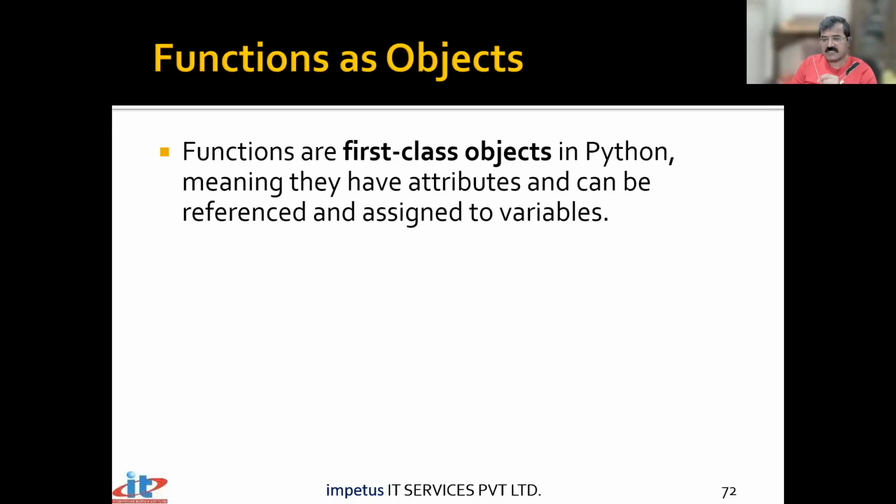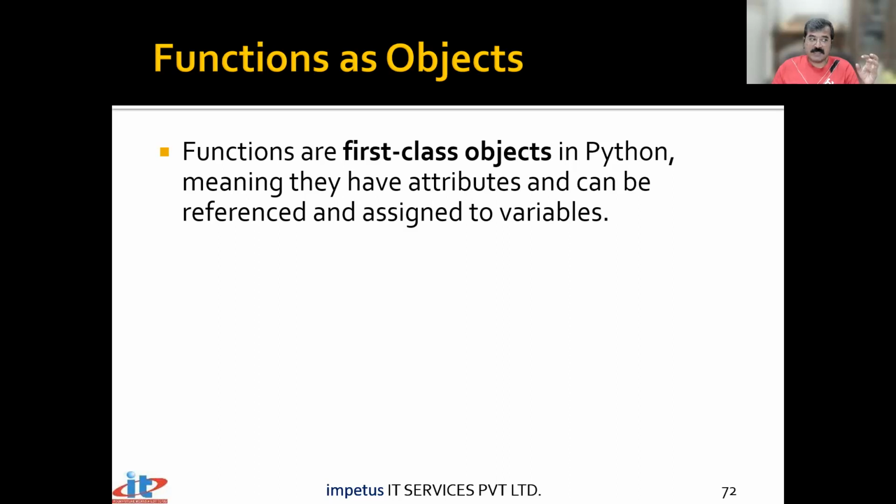So when I say functions are first-class objects in Python, it means they have attributes and they can be referenced and assigned to a variable. To put it in other words, if you're working in C or C++, you say int i. The moment you say int i, you have created a variable of type integer. Now what can I do with the variable? I can assign a value to that variable. I can pass that variable to a function. I can return the value of the variable from the function.